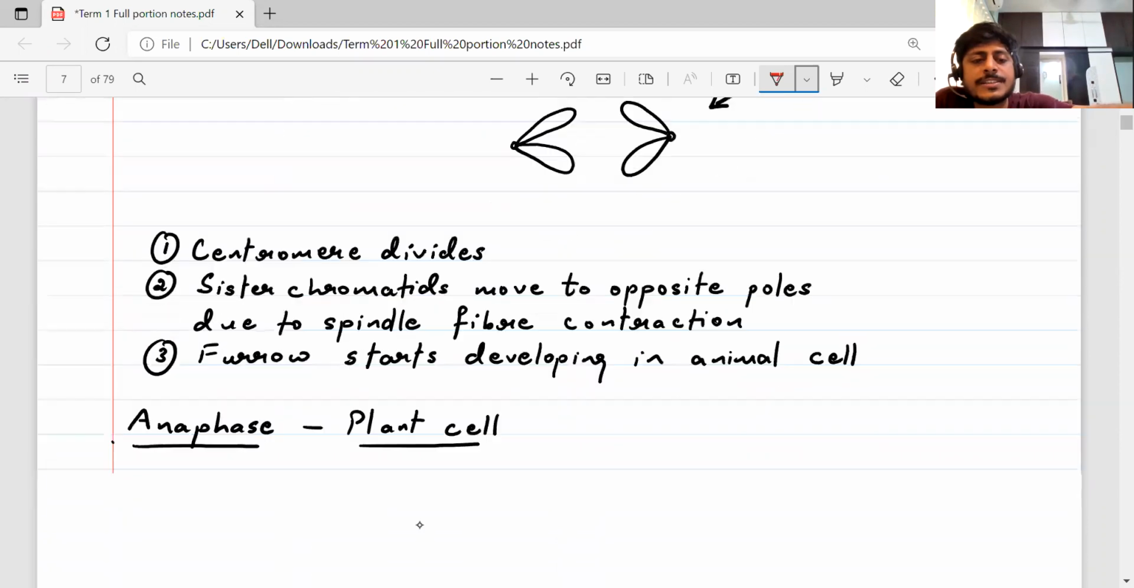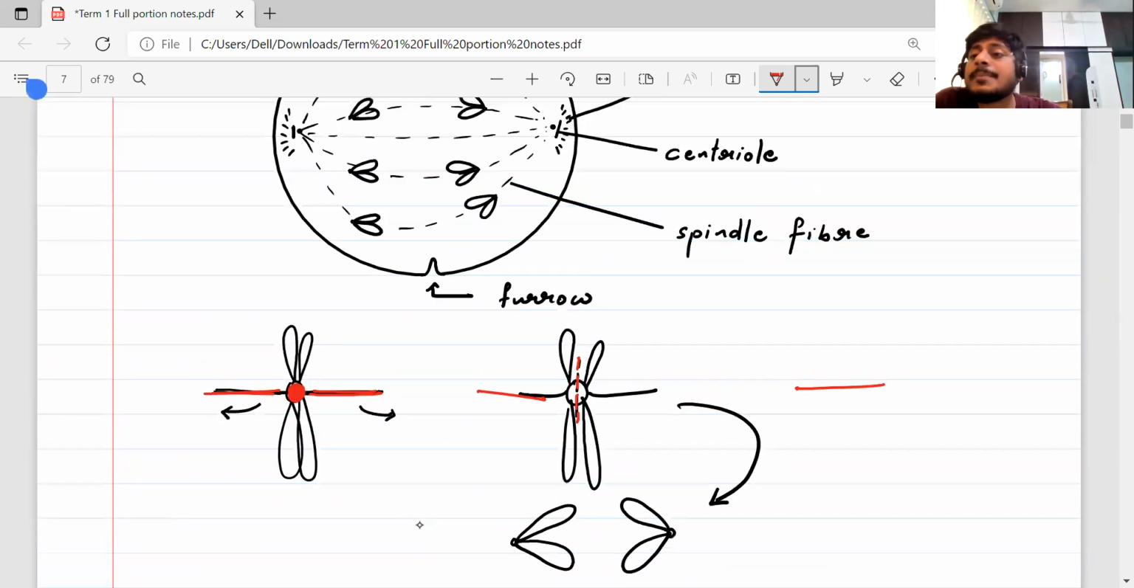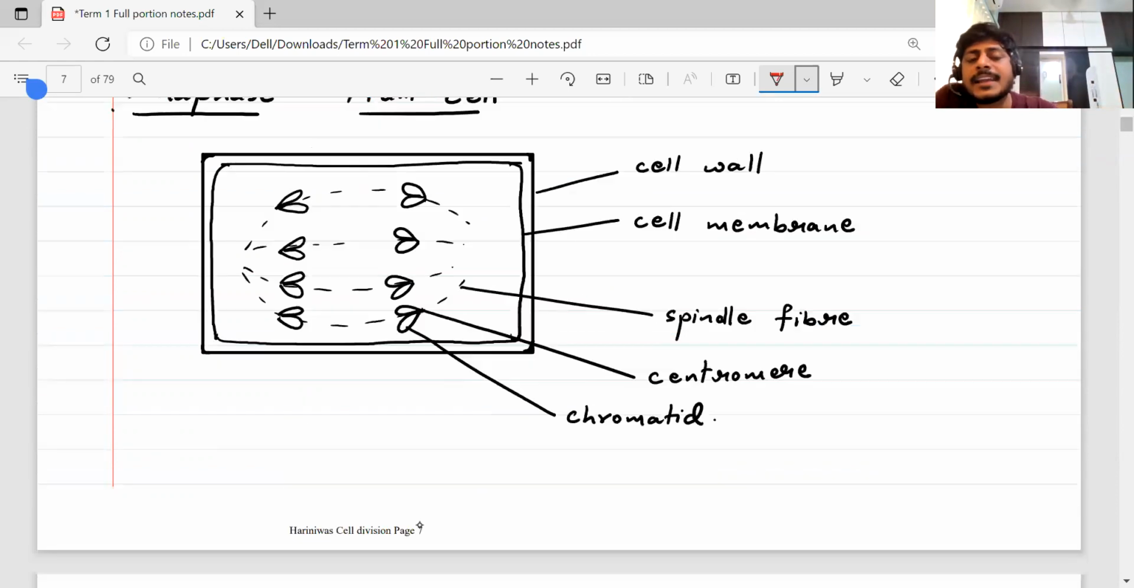You can see the changes. So what happens? The centromere divides. Sister chromatids move to opposite poles. Why? Because the spindle fiber contracts, and during late anaphase you will see V-shaped, L-shaped, J-shaped, I-shaped chromosomes. So you can see this is the V-shaped chromosome. The shape of the chromosome depends on the location of the centromere, but we don't have that, so we need not worry. But if they ask you about V-shaped, L-shaped, J-shaped, I-shaped chromosomes, that will be seen during the anaphase stage.